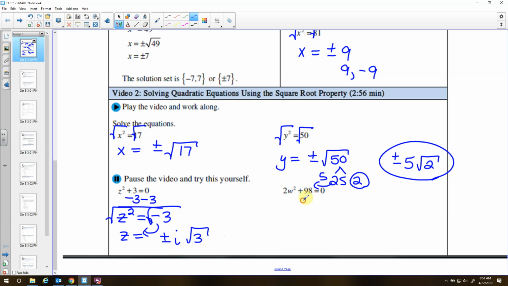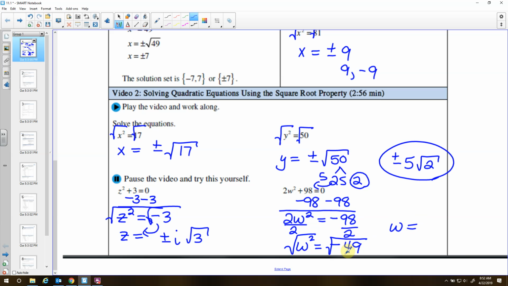Alright, on this one, we're going to need to subtract 98 from both sides. Again, I want to get my squared term by itself. So I'm going to subtract 98 from both sides. So 2w squared equals negative 98. We're going to divide both sides by 2. So w squared equals negative 49. We will square root both sides, so w comes out. And then the negative will come out as an i. And the square root of 49 is 7. So that's going to be plus or minus 7i.